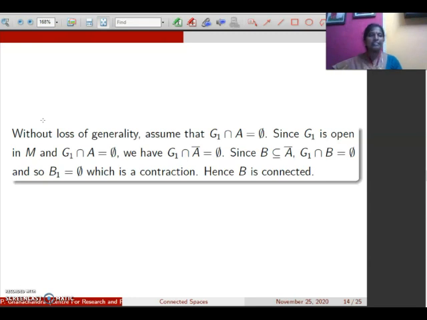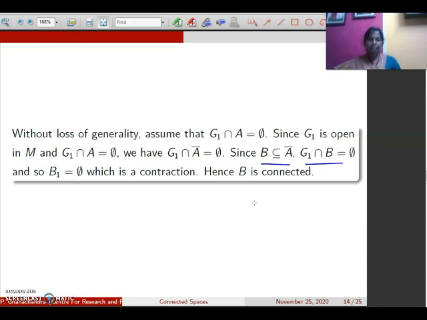You always know that A is contained in A closure. Since B is contained in A closure, that is given in our problem, therefore G1 intersection B equals empty. This leads to B1 being an empty set, which is a contradiction because we have assumed that B1 is a non-empty set. Hence, B is connected.